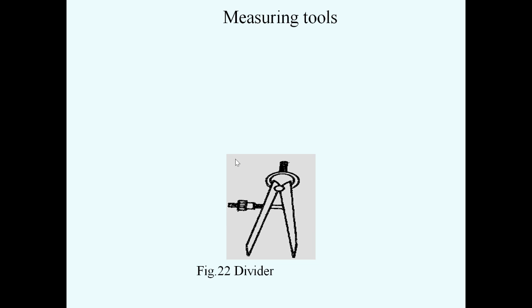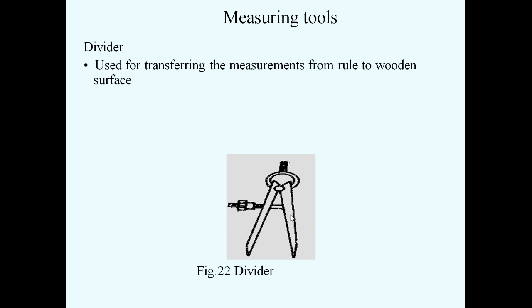Next one is the divider. This is a diagram of a divider, and this divider is used for transferring measurements from the rule to the wooden surface. With the help of this divider, we transfer the measurements from the steel rule to the wooden surface, and it is also used for scribing circles and arcs.